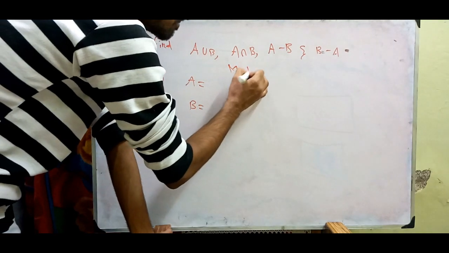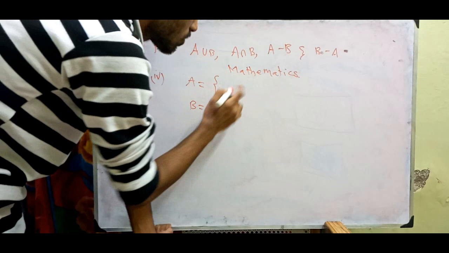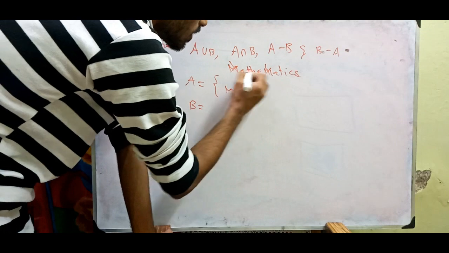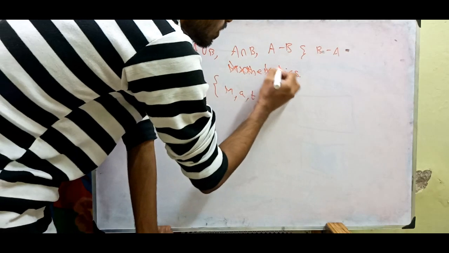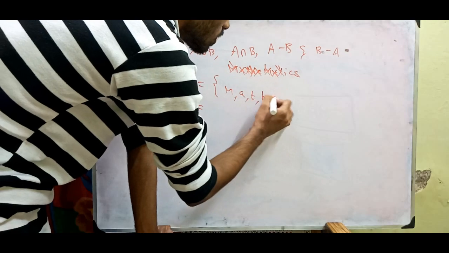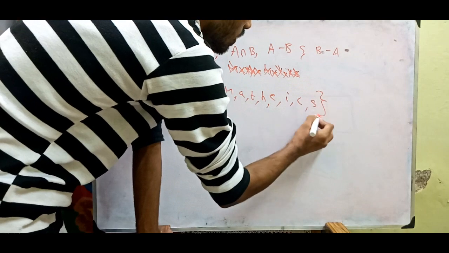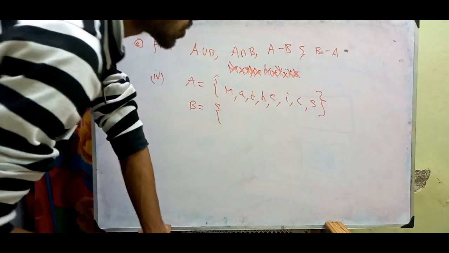So A and B are mathematics. Here in mathematics, no repeated terms are allowed in a set. So M is cancelled, no repeated things. Then A is cancelled here. M, A, T is cancelled, so no T repeated. H, E, I, C, then S. So M, A, T, H, E, I and C, S. Okay, got it. Next is geometry.